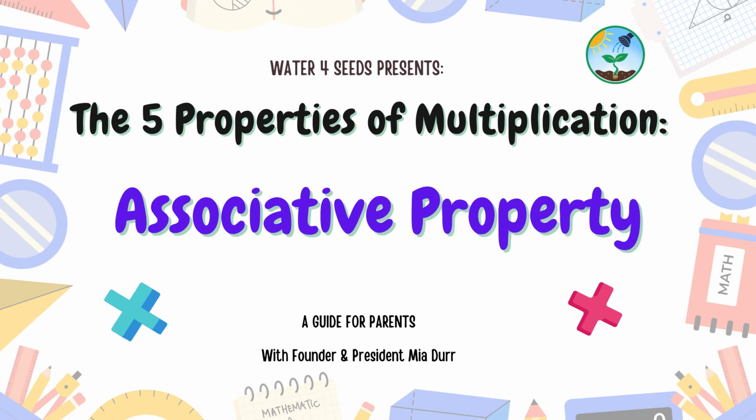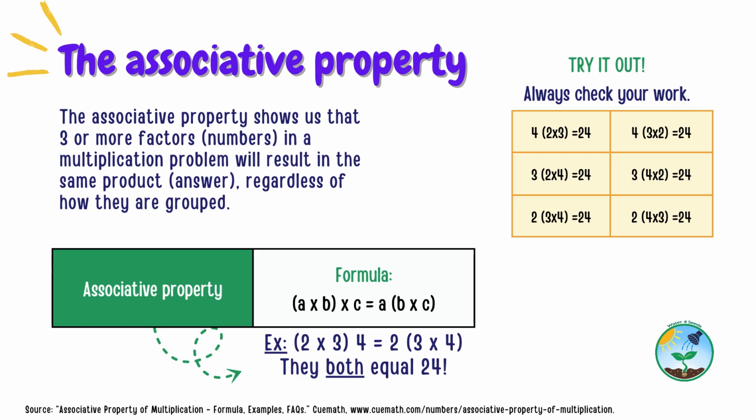This set of videos will be introducing and explaining the 5 properties of multiplication. Today we will be focusing on the associative property. The associative property shows us that 3 or more factors or numbers in a multiplication problem will result in the same product or answer regardless of how they are grouped.